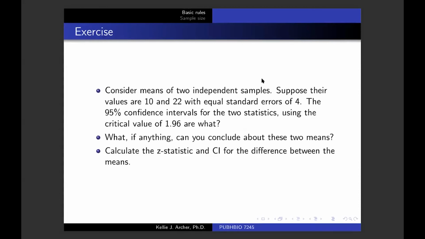So let's consider the means of two independent samples. Suppose their values are 10 and 22, and that they have equal standard errors of 4. The 95% confidence interval for these two statistics can be calculated by hand or using R. What, if anything, can we conclude about these two means by calculating their respective 95% confidence intervals? What if we calculate the Z statistic and the confidence interval for the difference between those two means?